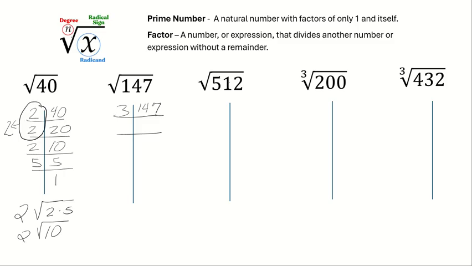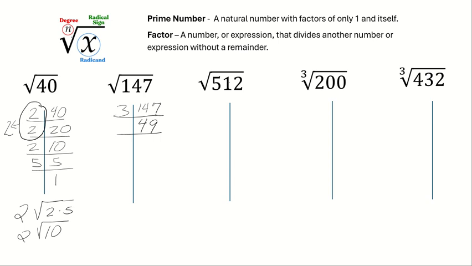Absolutely, it does. And when I divide, I get 49. Here's a little trick to help you determine if it's divisible by 3. If I take each of those numbers and add them separately, so 1 plus 4 is 5, 5 plus 7 is 12. Because 12 is divisible by 3, 147 is divisible by 3. Little trick, little hint. Hopefully it'll help you out.